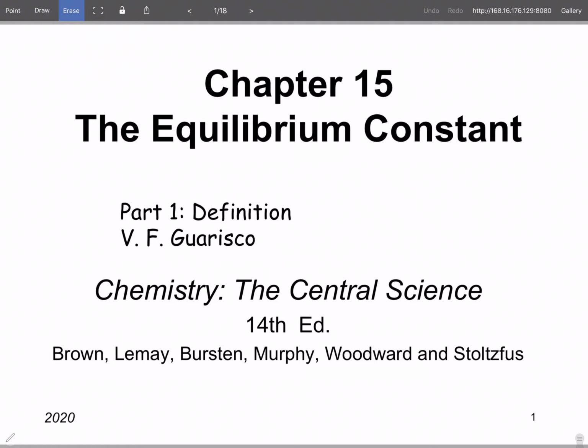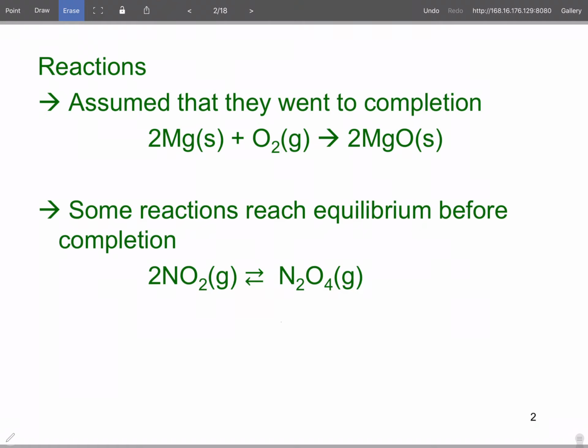And it is the equilibrium constant. Now, we have talked about reactions a lot, it's chemistry, but we always assume they went to completion. Well, that means that, for example, if you take magnesium and you react it with oxygen, you produce magnesium oxide. It's a one-way reaction, so it only goes forward. But there are some that reach equilibrium.